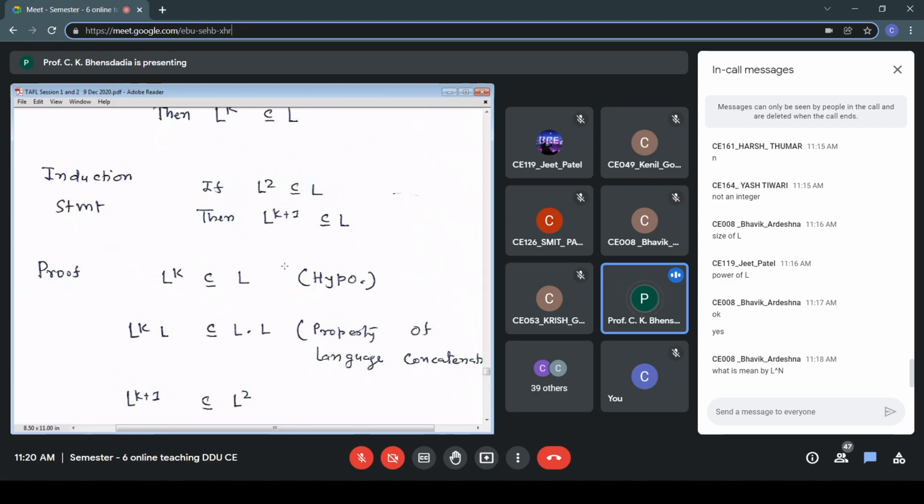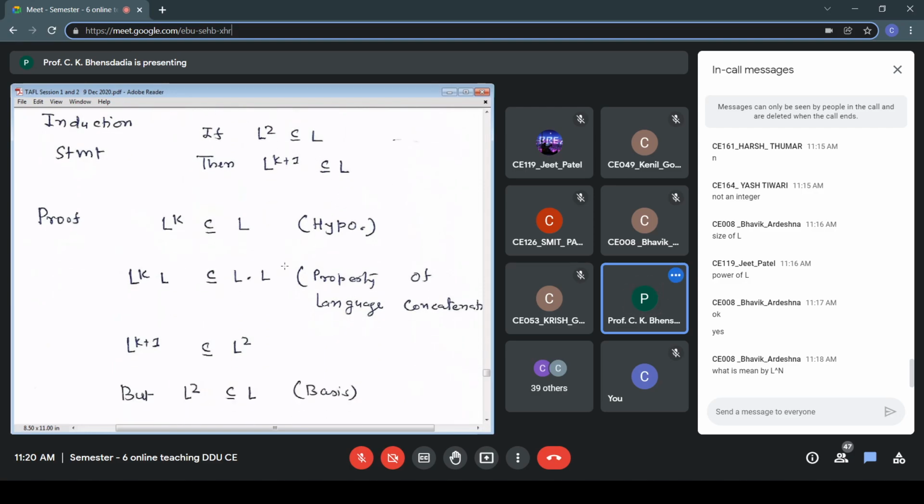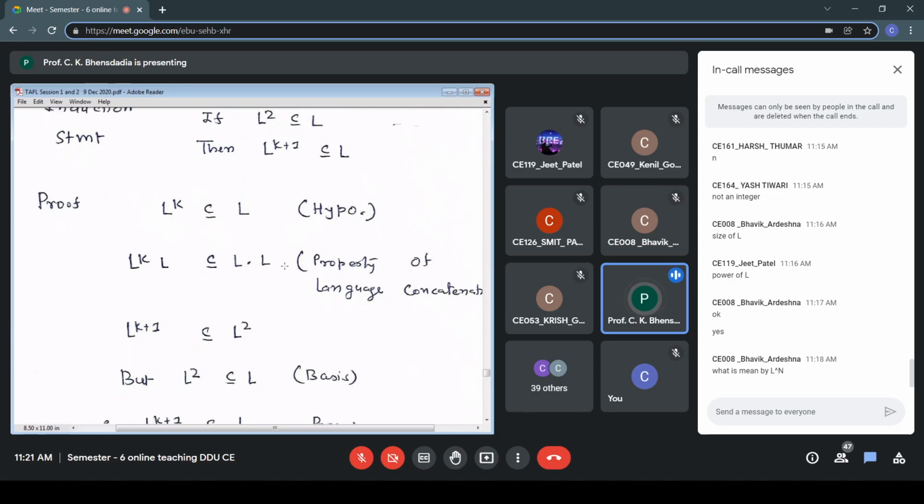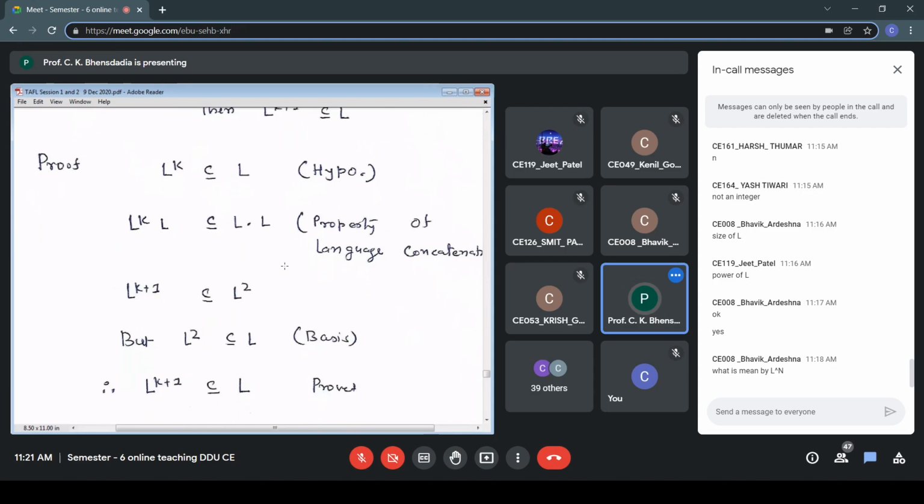You must have already studied this in the first chapter, or you will be studying it soon. L dot L is L square. So we get L to the power k plus 1 is a subset of L square. But L square is a subset of L, that is given, the basis also. Therefore, L to the power k plus 1 is a subset of L, applying transitivity on subsethood.